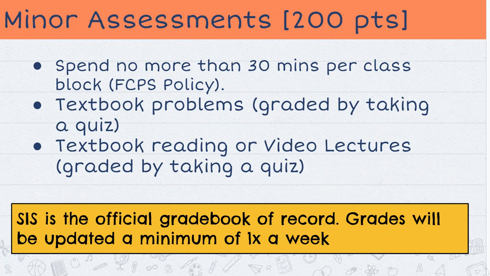The categories you can see on SIS are just 2. We have minor assessment, which is worth 200 points. This includes textbook problems, so students will work on textbook problems, and then prior to the unit test, students will take a quiz drawn from the textbook problems. There will be textbook reading and video lectures that we post, and we give a quick quiz on those to know whether they understand the concept, and these are graded as minor assessment.